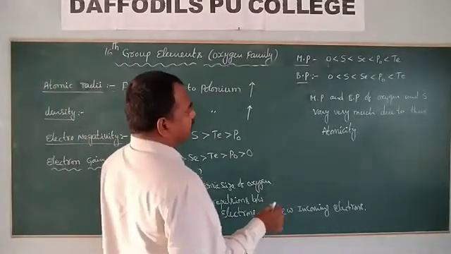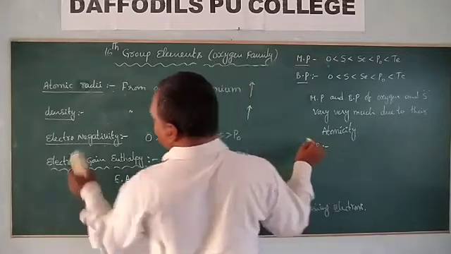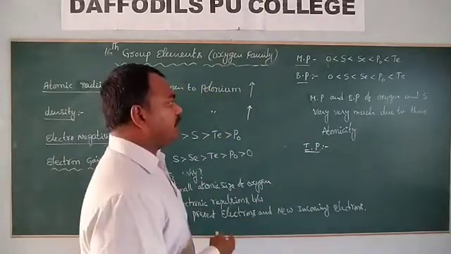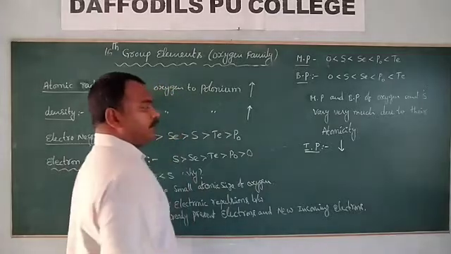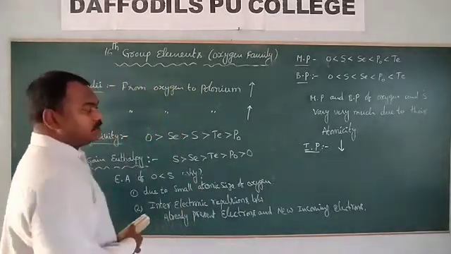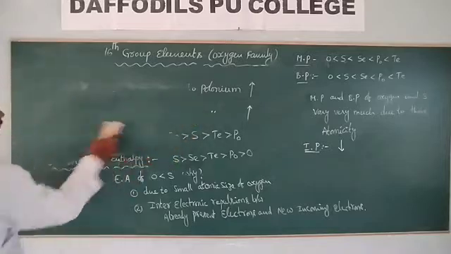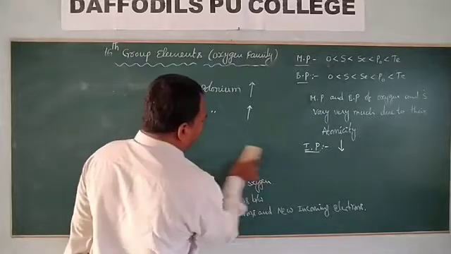Okay, another property is ionization potential. As size increases, what happens to ionization potential? It decreases. From oxygen to polonium, ionization potential decreases. So these are the physical properties of these 16th group elements.